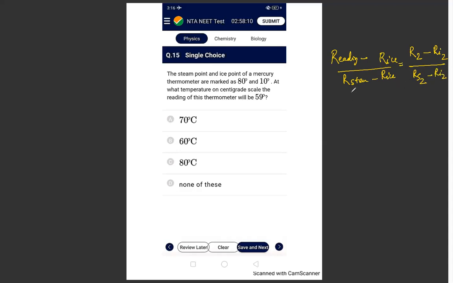So here, if I come to the first thermometer, the reading is given as 59 degrees centigrade. So we are going to write it as 59. Ice point is 10. Steam point is 80 minus 10. And for the second one, it's going to be Tc minus 0 divided by 100 minus 0, right? So finally, we are getting the value of Tc is equal to 70 degrees centigrade. Okay.